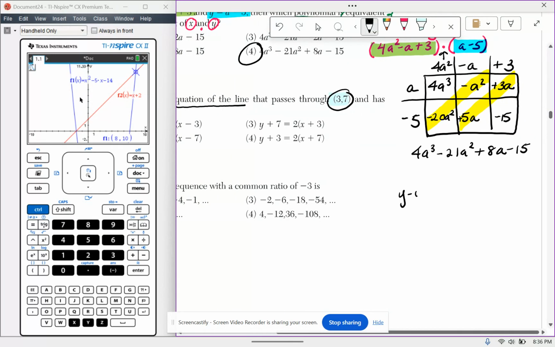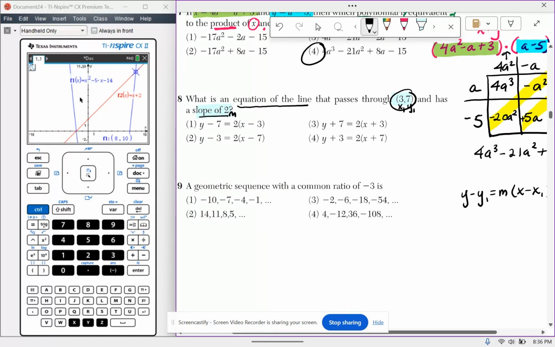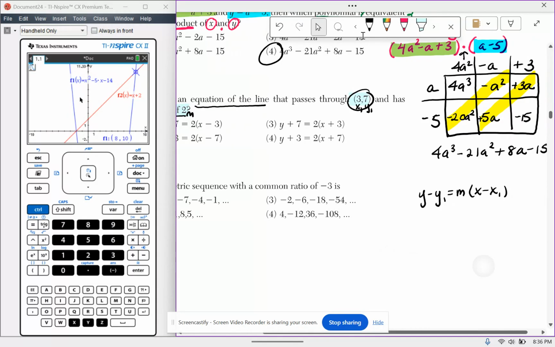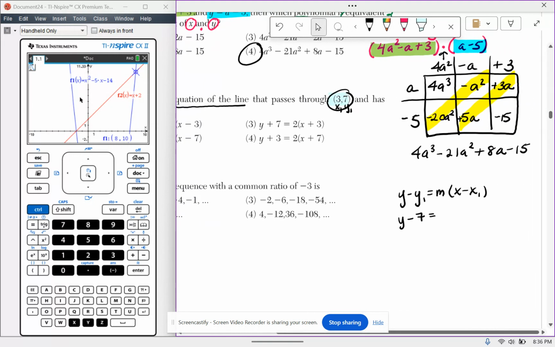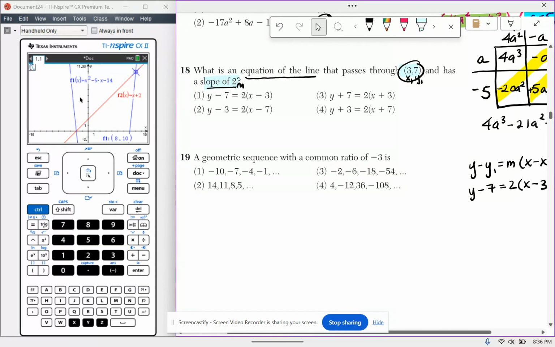That is y minus y1 is equal to m times x minus x1. This is x1, this is y1, and this is m, or the slope. So y minus, there's a 7 standing in the y1 spot. M is the slope of 2, and then x minus 3 is standing in the x1 spot. So now let's match our answer choices. It is this one.